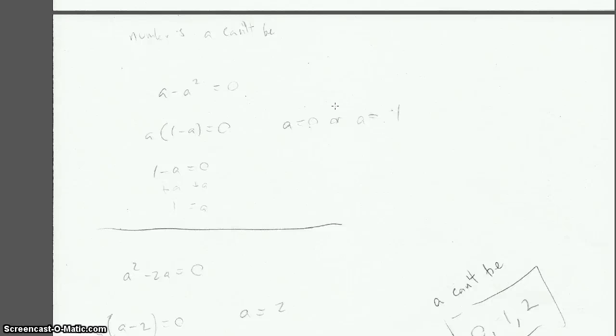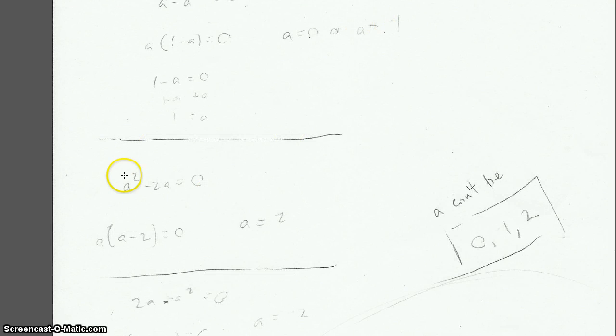So I have to factor. Basically I'm setting it equal to 0 and I'm factoring. a minus a squared equals 0. I factor out an a in this next line and I get a times 1 minus a equals 0. So it's either, to multiply together, one of these has to be 0, either a or 1 minus a. So a is 0, or if 1 minus a is 0, then a is 1. So a is 0 or a is 1.